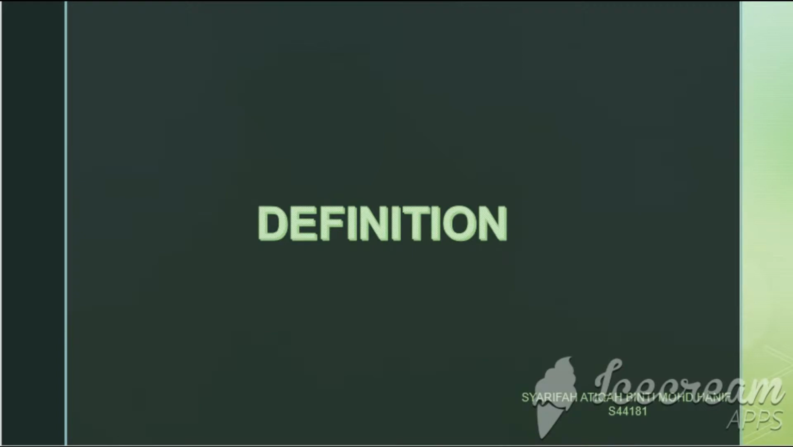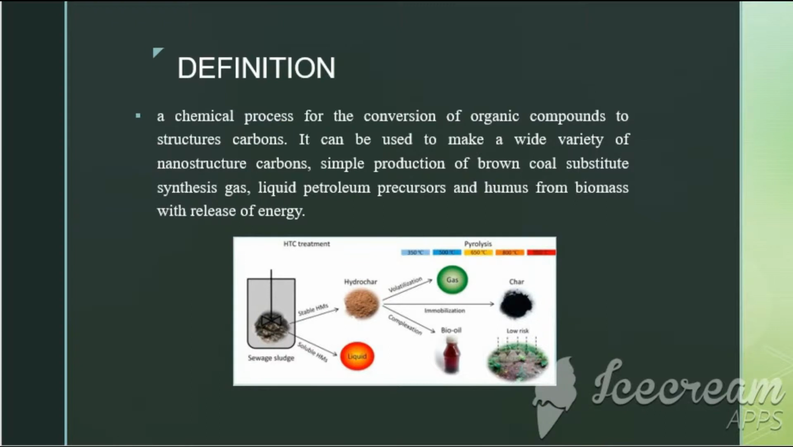Definition for hydrothermal carbonization. Hydrothermal carbonization is a structured process for the conversion of organic compounds to structured carbons. It can be used to make a wide variety of nanostructured carbons, simple production of brown coal substitute, synthesis gas, liquid petroleum precursors, and humus from biomass with release of energy.